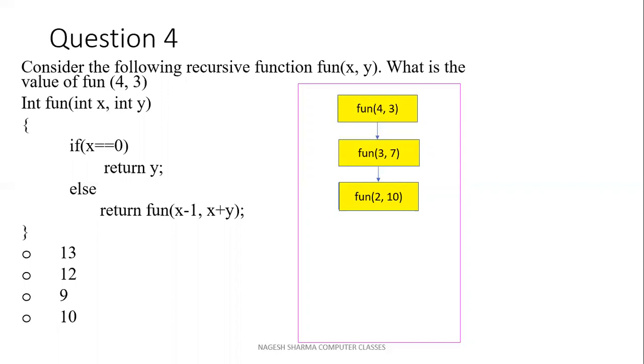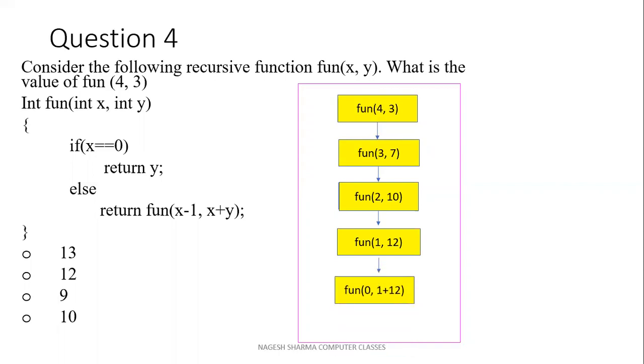Again x is not equal to 0, so the else part will execute, and you have to write the call for fun(2 minus 1, x plus y). 2 minus 1 is 1 and x plus y is 12. So it will be the call fun(1, 12). Again x is equal to 1 and y is equal to 12, x is not equal to 0, so again we will execute the else part.